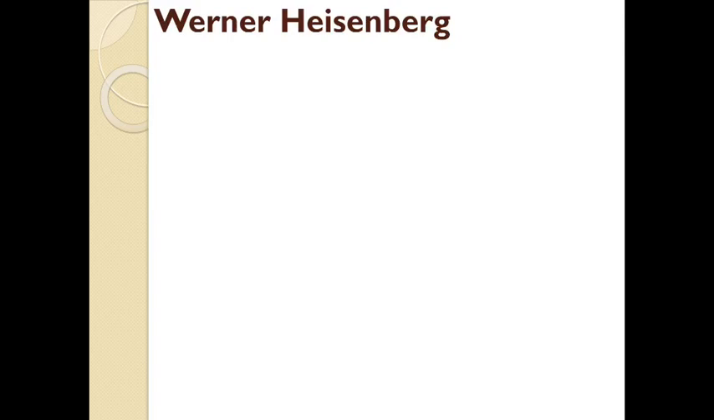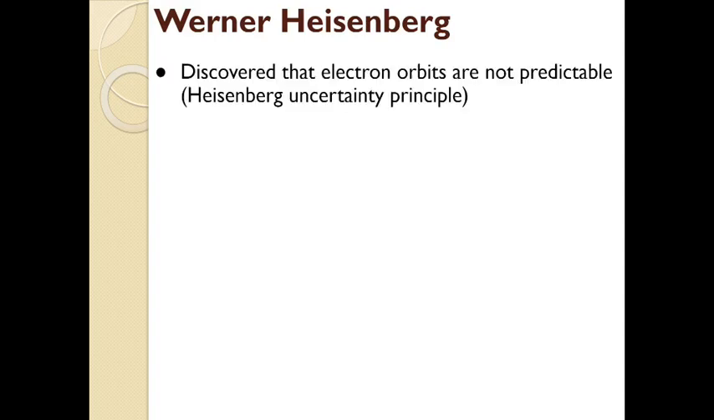Now, Mr. Heisenberg came along, and he completely disagreed with Bohr. And actually, a lot of other scientists were realizing that Bohr's model worked for some of the simpler elements, but it didn't actually work for more complicated elements, that their electrons weren't at as precise energy levels as we thought. So Mr. Heisenberg actually discovered that electron orbits are not predictable. He came up with what's known as the Heisenberg uncertainty principle. We'll talk more about that in just a moment.